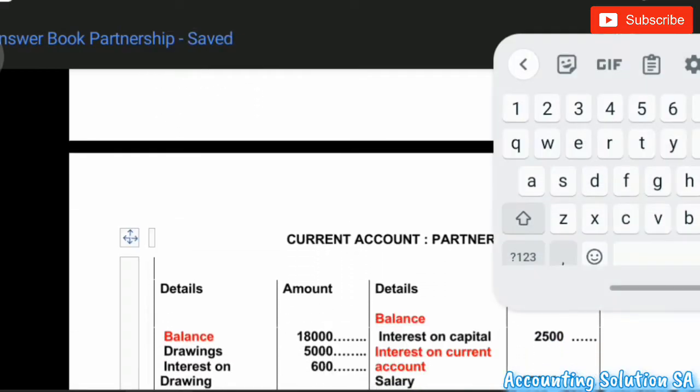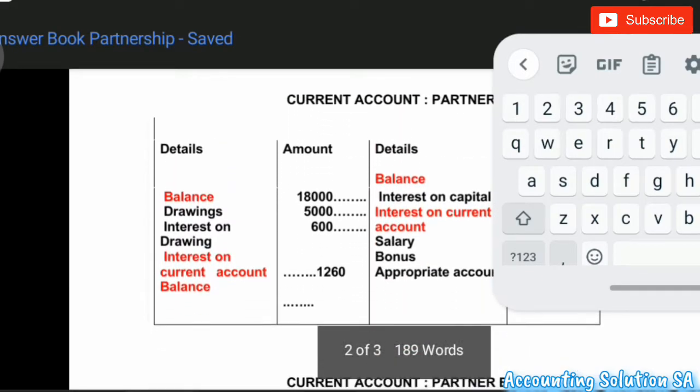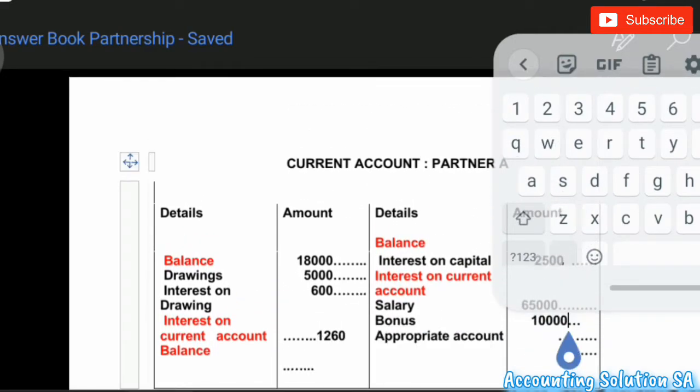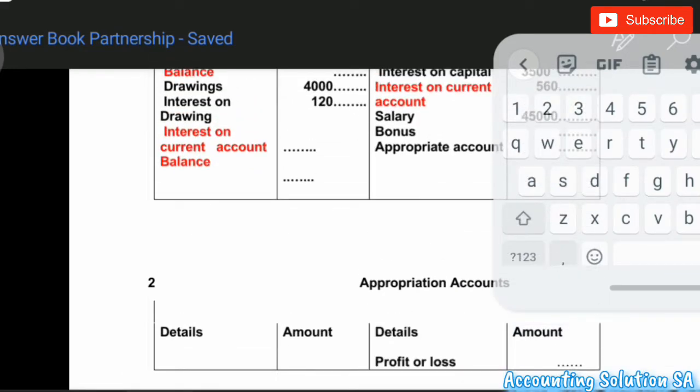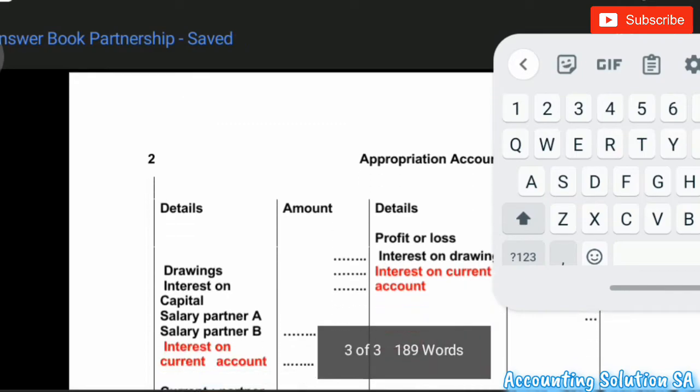Okay, then now we are done calculating all those things under a current account. Now the question is, how are we going to do a balancing figure under a current account? You can't do a balancing figure before you get the balance from the appropriation account. After you get the balancing figure, the balance of the appropriation account, you can do your balancing figure. Okay, which means that we must start with the appropriation account, then we balance our current account.